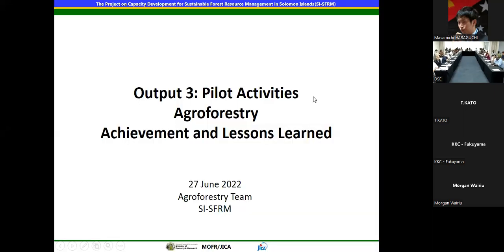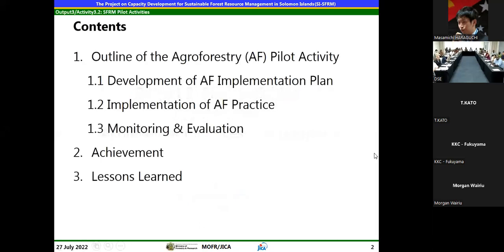Okay, the next pilot activity which I'm going to present is the agroforestry achievement and measurement. The outline of my presentation, as you can see: the agroforestry pilot activities, development of implementation plan, implementation of practice, monitoring and evaluation, achievements, and measurement.